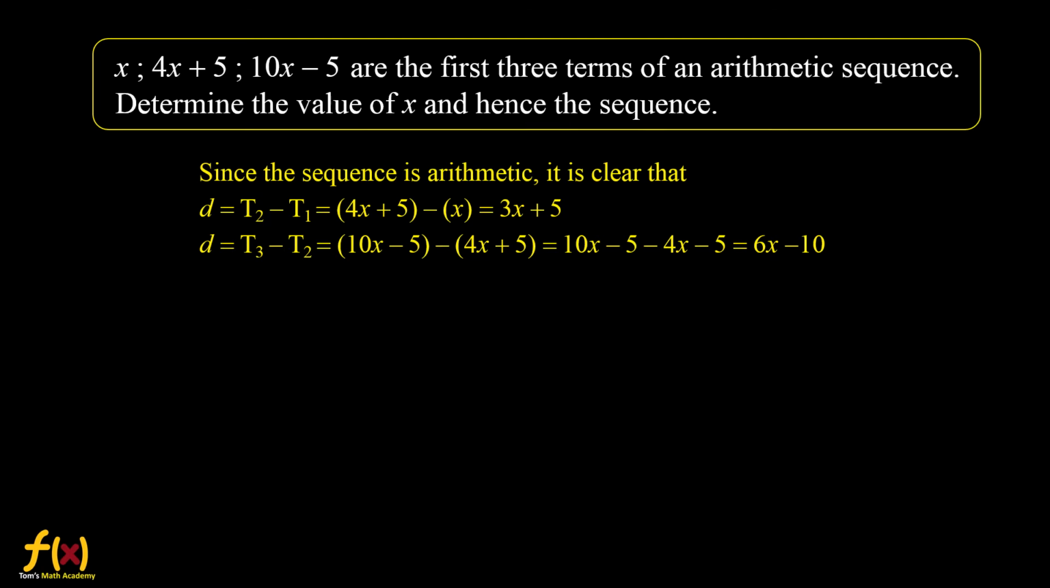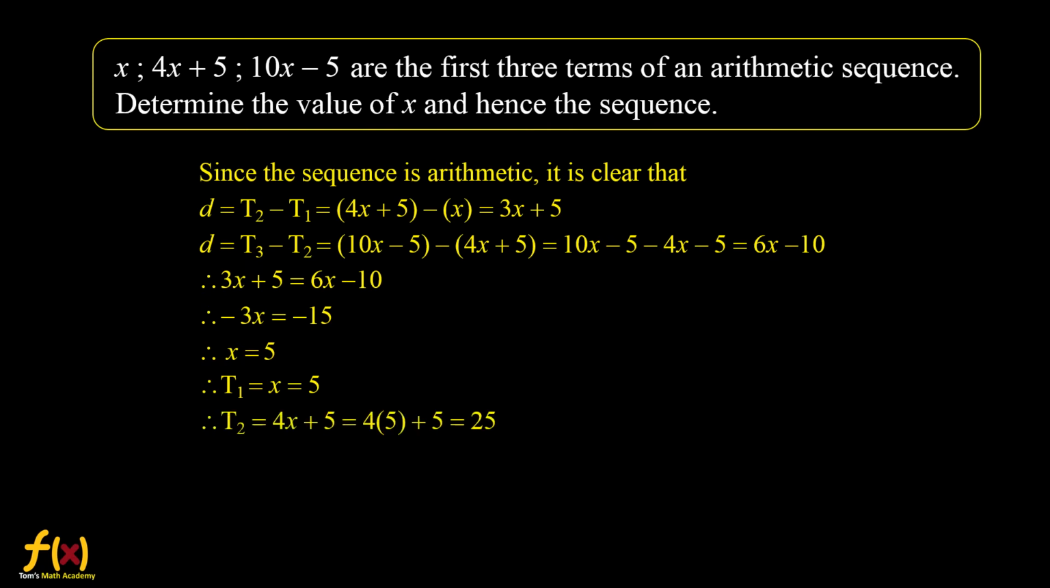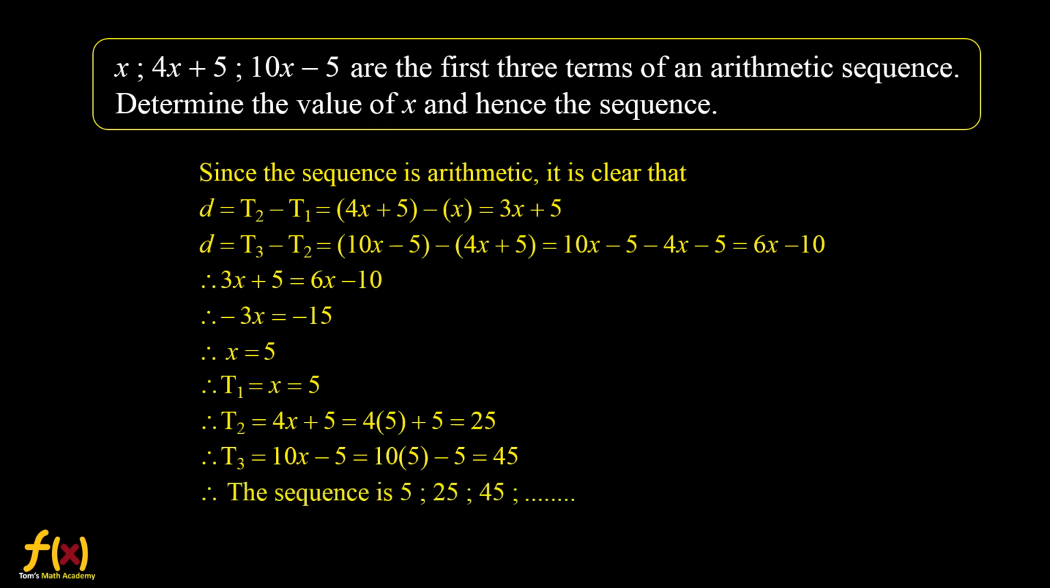It's the common difference, so they are equal. 3x plus 5 equal to 6x minus 10. Solving for x carefully, x is equal to positive 5. We got the first step answer. Now the sequence, we substitute x equal to 5 into the three terms. So T1 is 5, T2 is 25, and T3 is 45. So we can write the sequence is 5, 25, 45, etc.